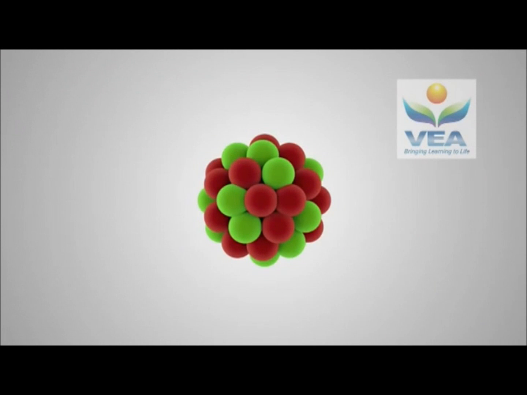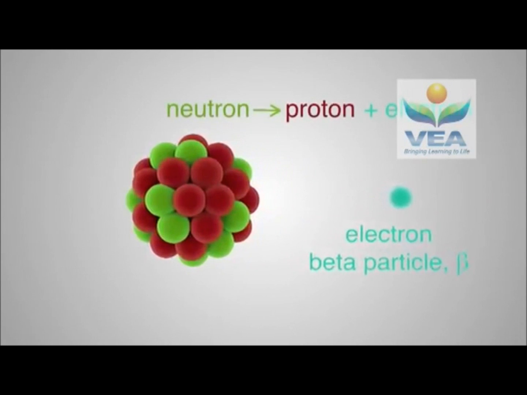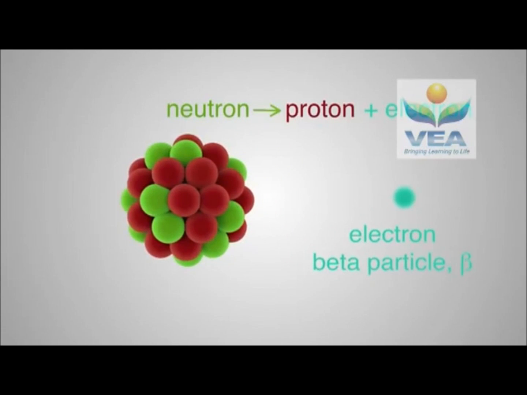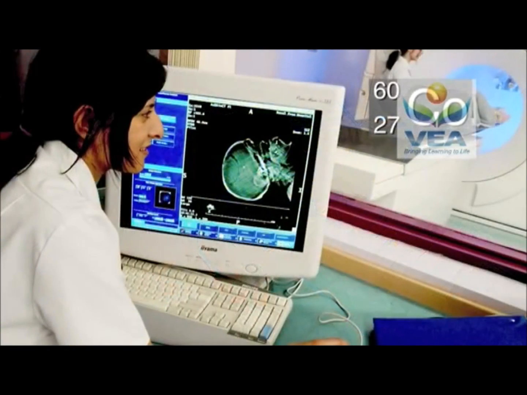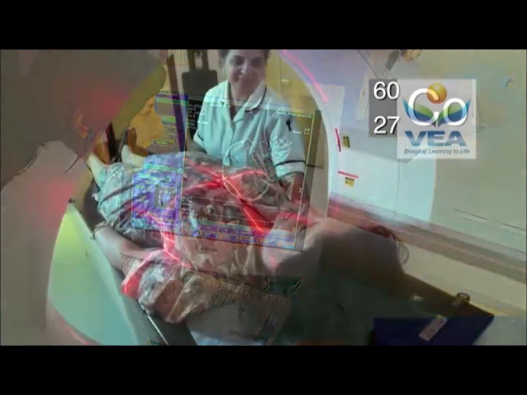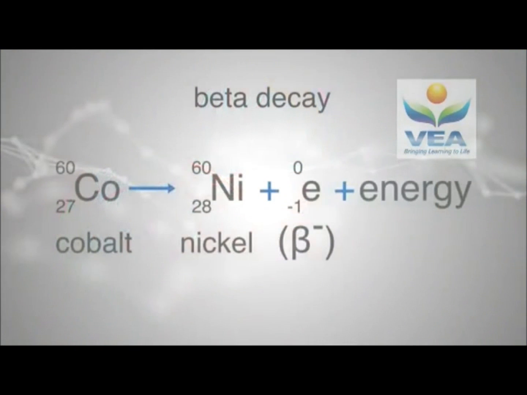Beta radiation consists of high-energy, negatively charged electrons, which are produced in the nucleus when a neutron changes into a proton and an electron. The electron produced is the beta particle. For example, cobalt-60 is a beta emitter used in medical radiotherapy, equipment sterilization, and irradiating foodstuffs. Here is the decay equation.